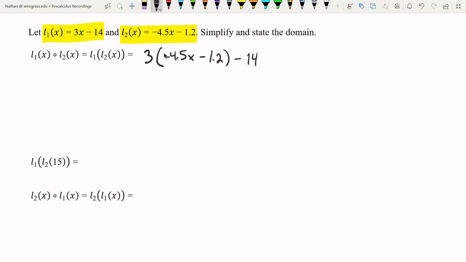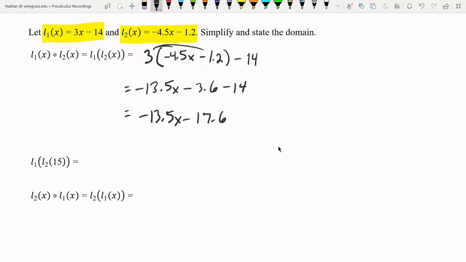Okay, simplifying this down, we're going to distribute the 3. It's going to give us negative 13.5x minus 3.6 minus 14. That's going to give us negative 13.5x minus 17.6. This is just, again, a linear function. The domain is going to be negative infinity to infinity.